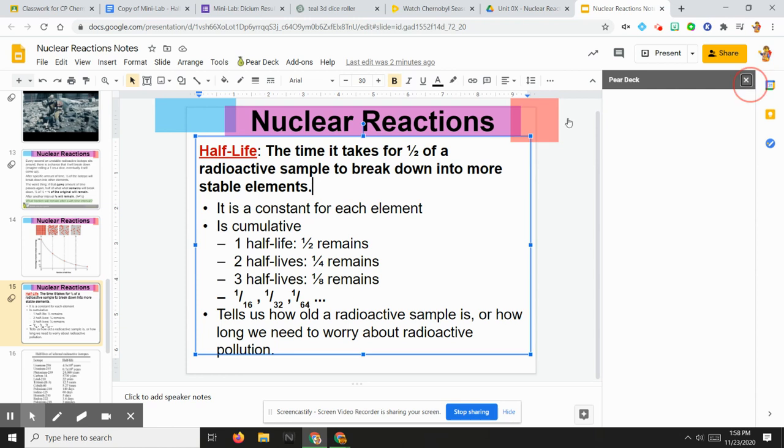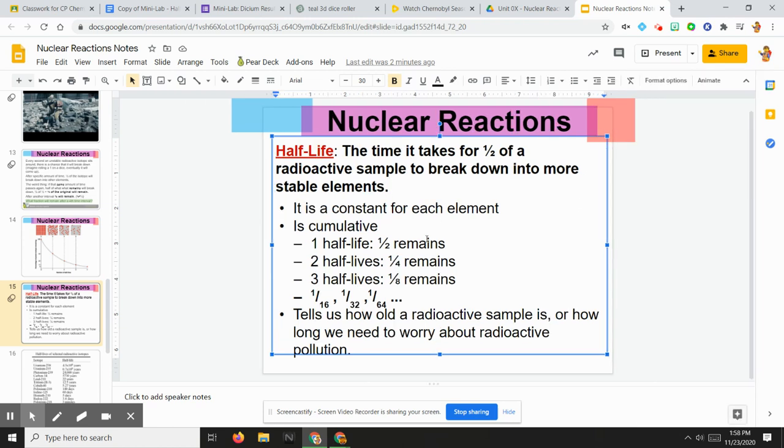And again, the interesting thing is it's a constant amount of time. It doesn't matter if you have 1 billion tons of cobalt or if you have 5 grams of cobalt. In 5 days' time, half of it will have broken down. And we're going to explore this today with our virtual dice rolling lab.